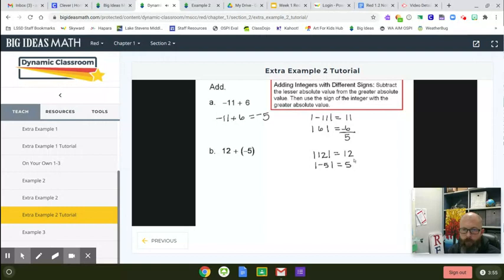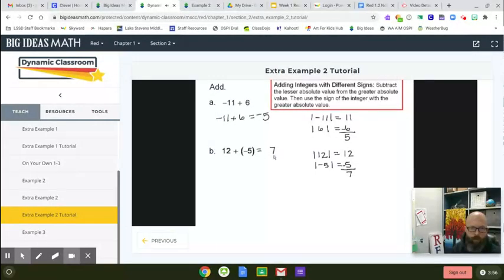So we know that part of our answer is 7. Then we use the sign of the integer with the greater absolute value. So 12 is greater than 5, and in our problem, 12 is positive. So our answer is positive 7. So 12 plus negative 5 is equal to 7. Let's try one more. We have 4 plus negative 4.